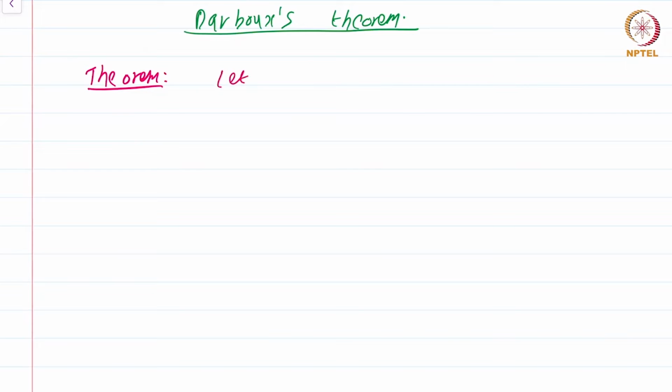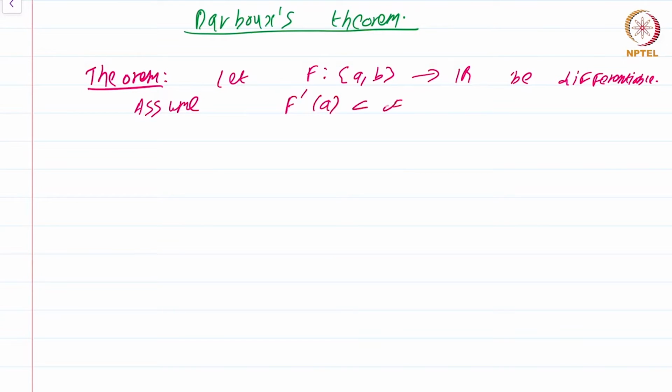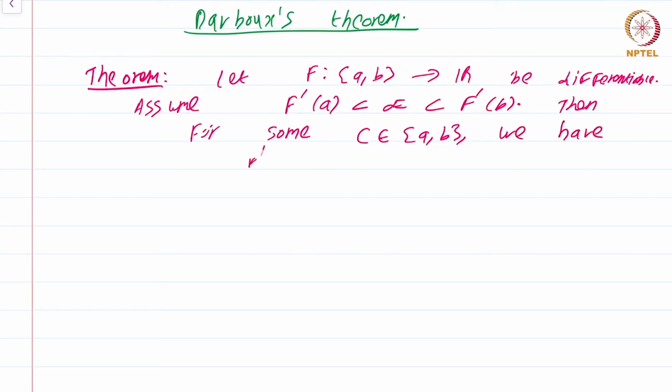Let f from [a, b] to R, a closed interval, be differentiable, including the endpoints, of course. Assume that f prime of a is less than alpha, which is less than f prime of b. Then for some c in the closed interval [a, b], we have f prime of c equal to alpha. In other words, the intermediate value property holds for derivatives.